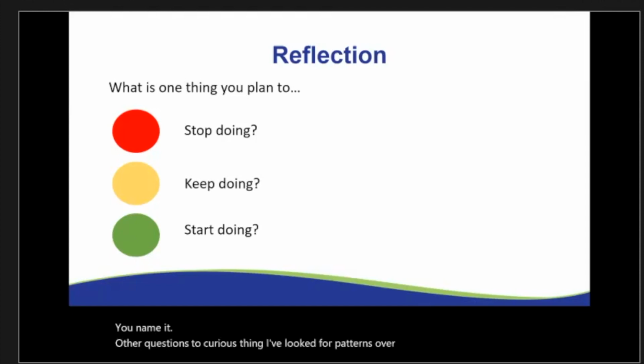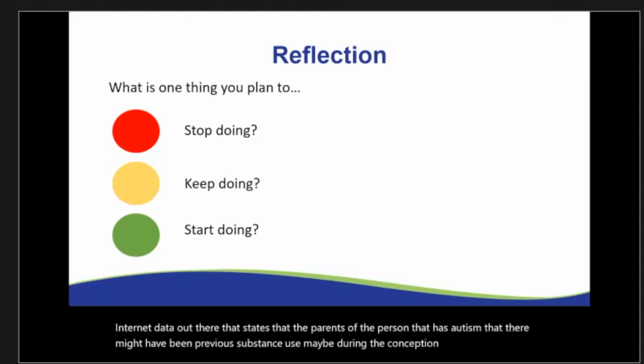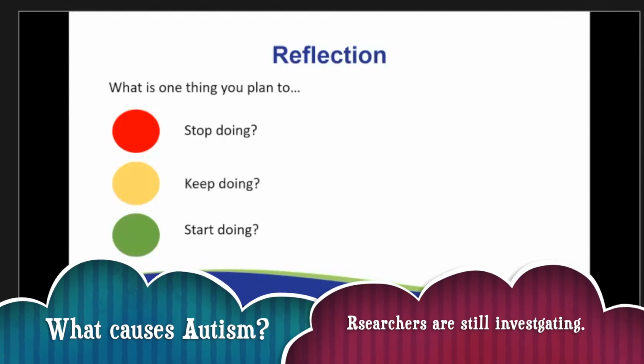Yeah. And many of their other questions, just a curious thing, and I've looked for patterns over the years dealing with people with autism: is there a correlation or any data out there that states that the parents of the person that has autism might have had previous substance use, maybe during conception or prior to conception? It does not show up, actually.